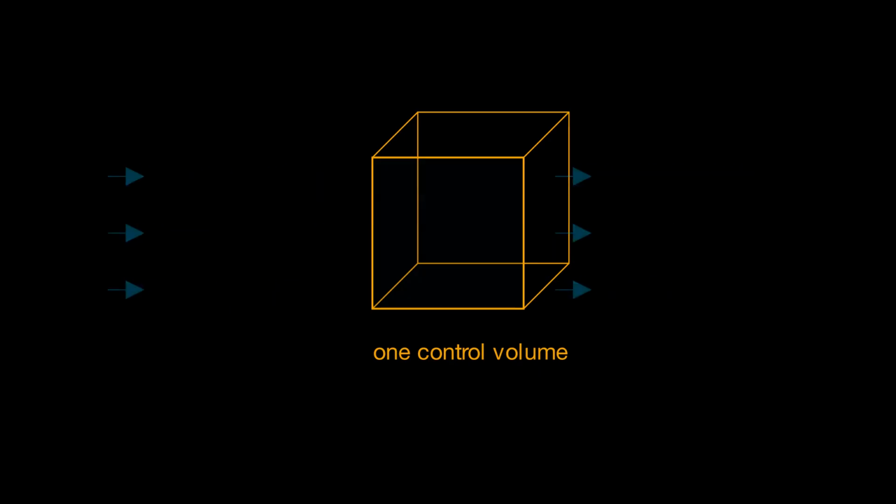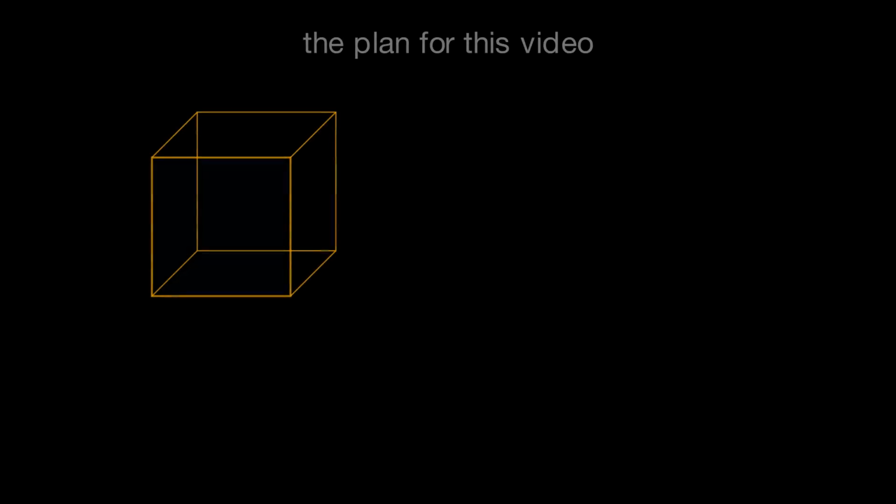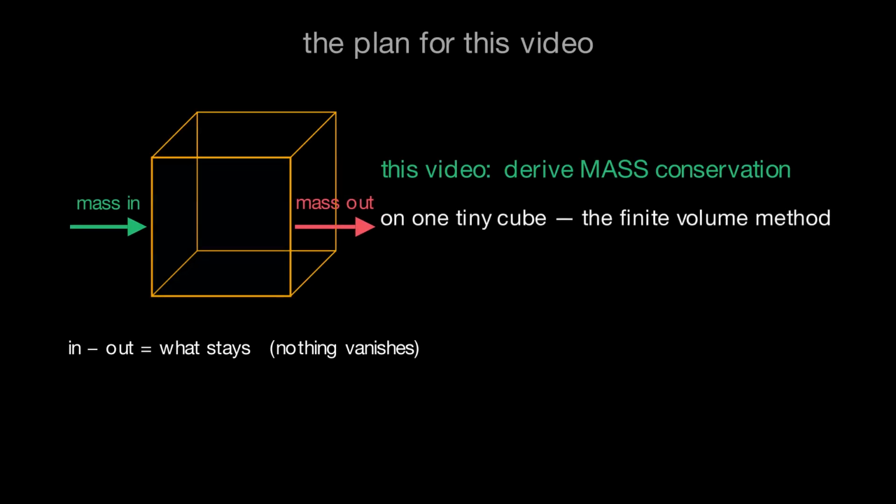And our entire story is just what happens on one of these boxes, so let's zoom right into a single one. Here's the plan for this video. We take one tiny cube and we balance whatever crosses its faces, the finite volume method. From that single idea, we derive the law of mass conservation step by step.